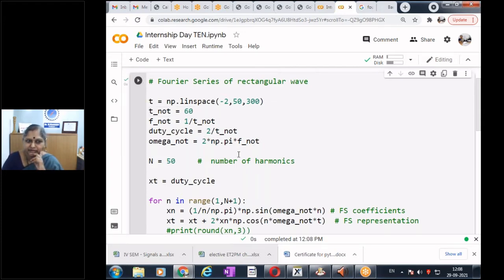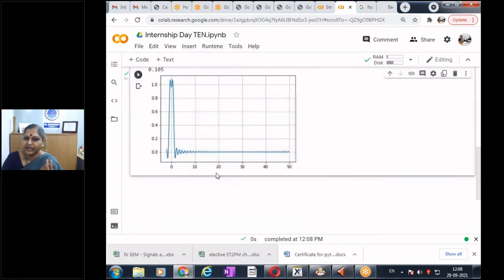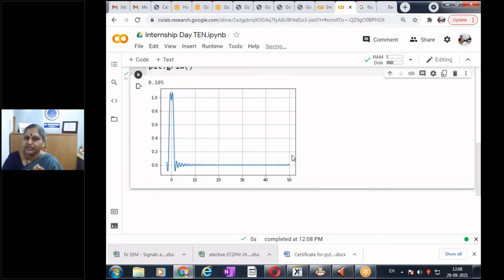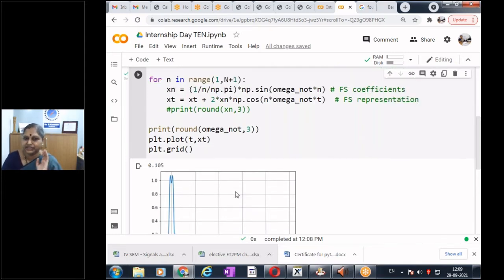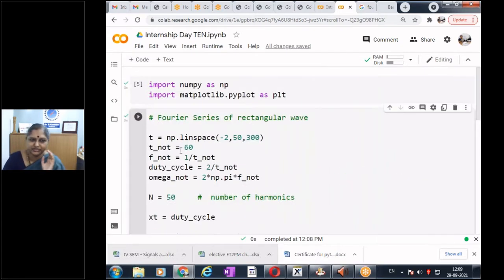And let's run it. And see, I have only one pulse being present because T naught is 60, but I'm plotting only till 550. So I have one pulse and look at my omega naught. My omega naught has become 0.1. So this example is just to show that omega naught keeps decreasing as I increase T naught, but I'm still able to represent using Fourier series. So this was just the example.